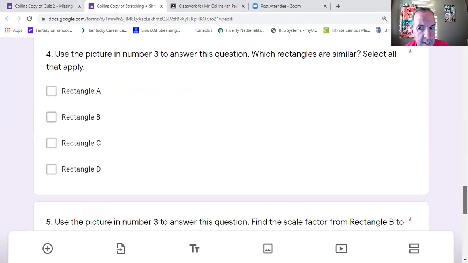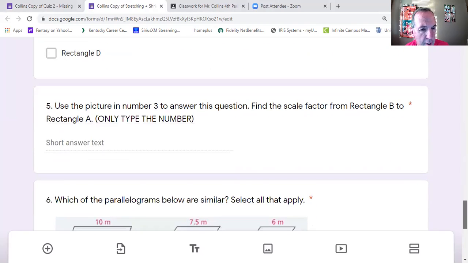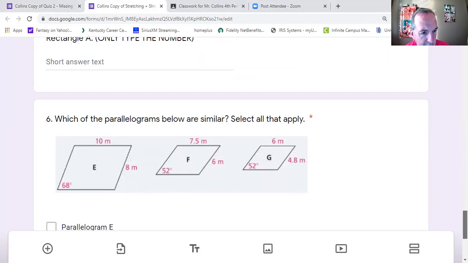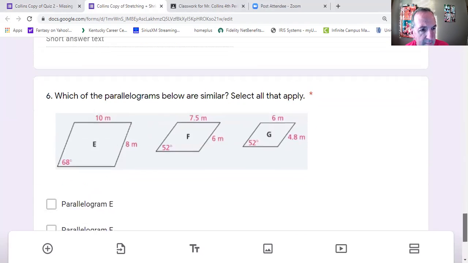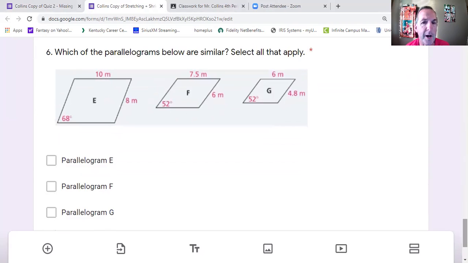Then you're going to use the same pictures to determine which of those rectangles were similar. And you're going to use the same picture number 3 to answer this question. Find the scale factor from B to A. You've got all your rules beside you now, so you can do it. And then finally, number 6, which of these parallelograms are similar? And you do that, of course. You can do this just by looking at the degrees, because if it's got the same degrees in the same corner, you know which ones are the same.